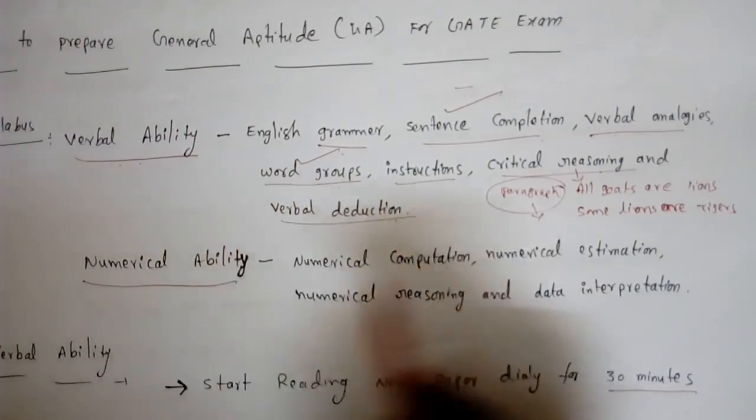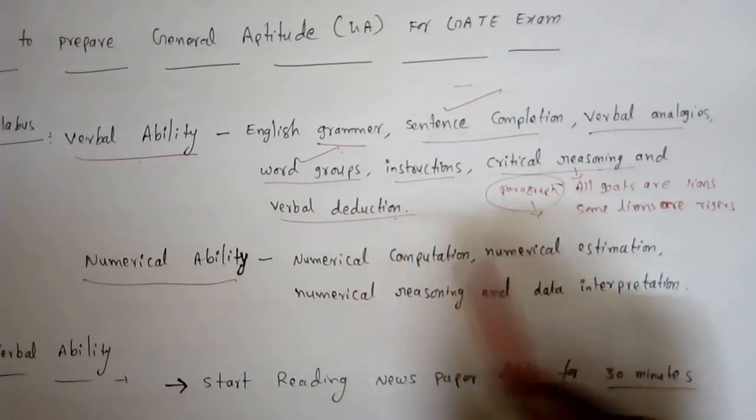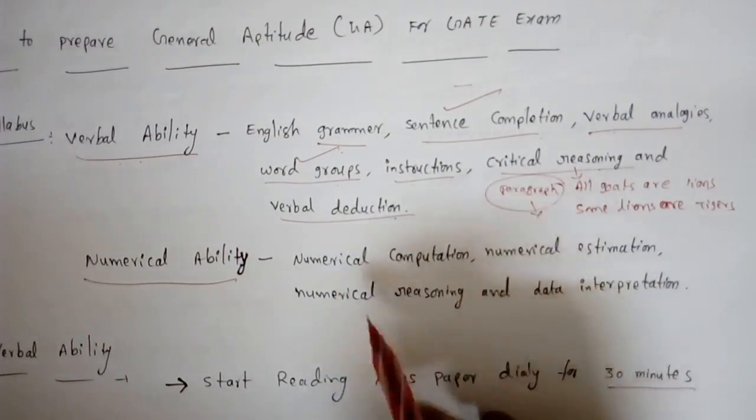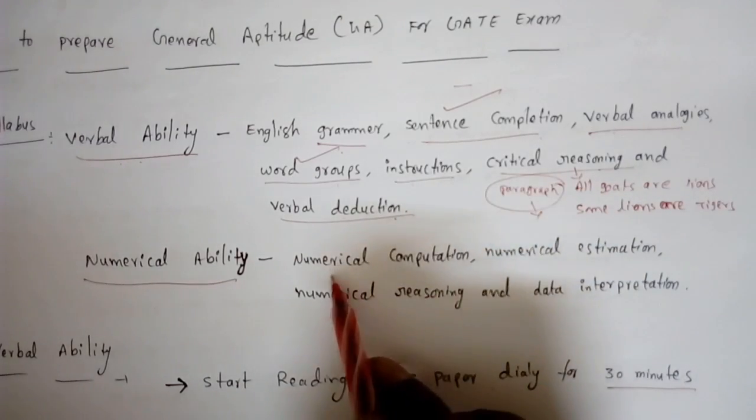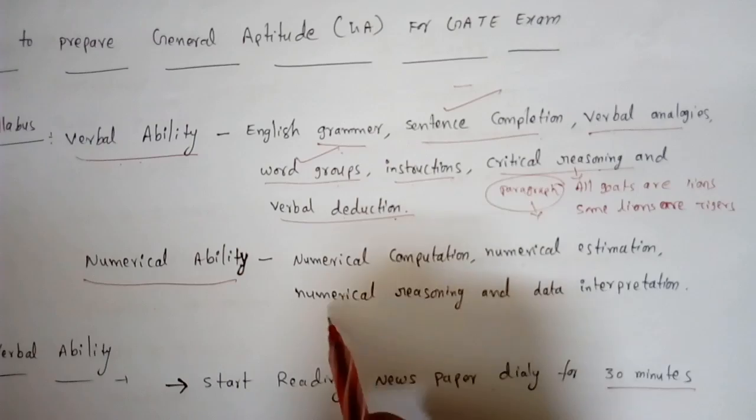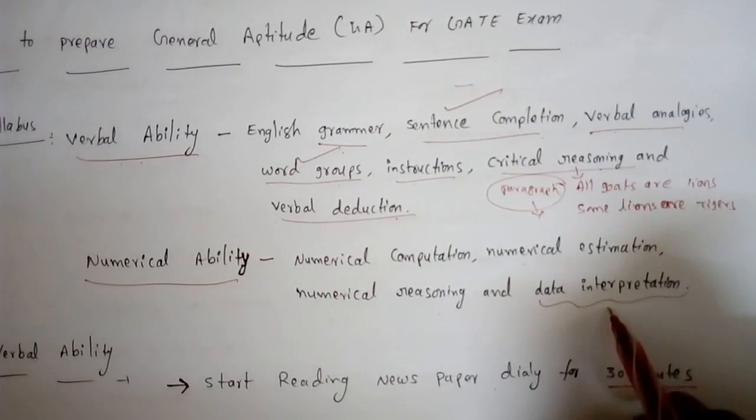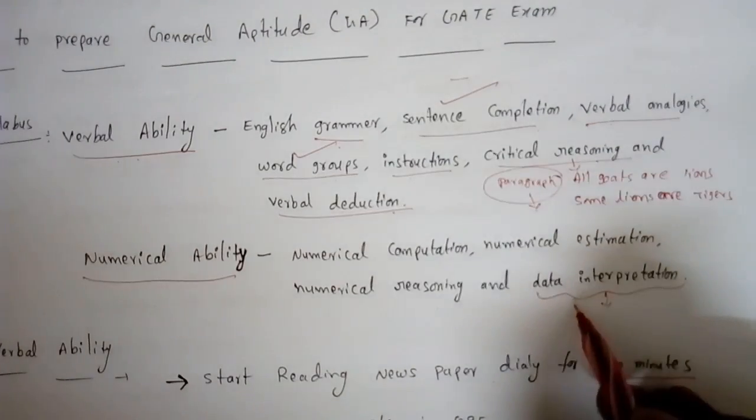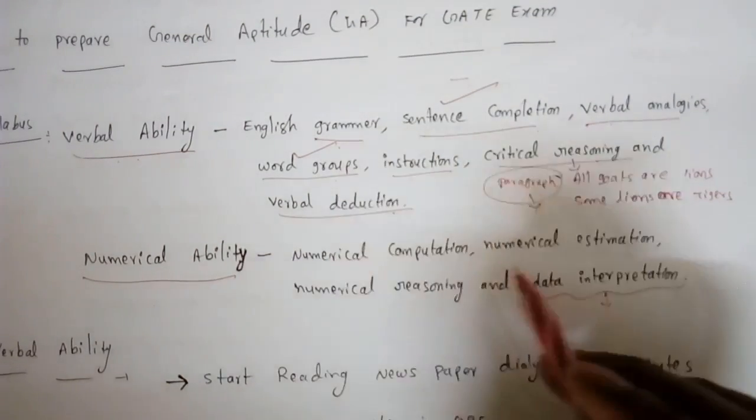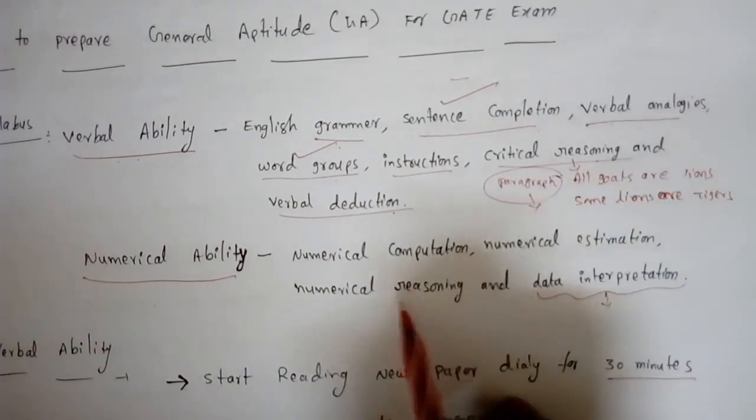In numerical ability we'll have so many concepts, I can say it is like an ocean. So we have to find the most important or most frequently asked questions: numerical computation, numerical estimation, numerical reasoning and data interpretation. From data interpretation we'll get one question definitely. What questions we need to identify, we'll see later. So this is the syllabus.